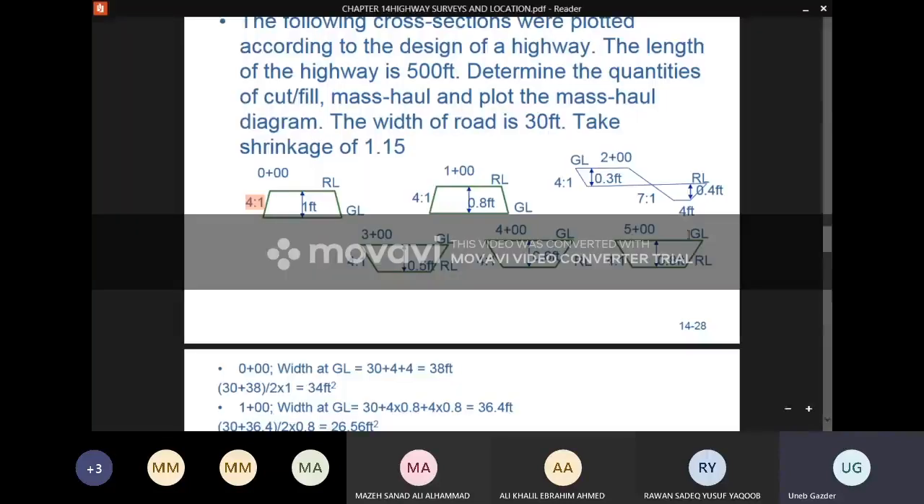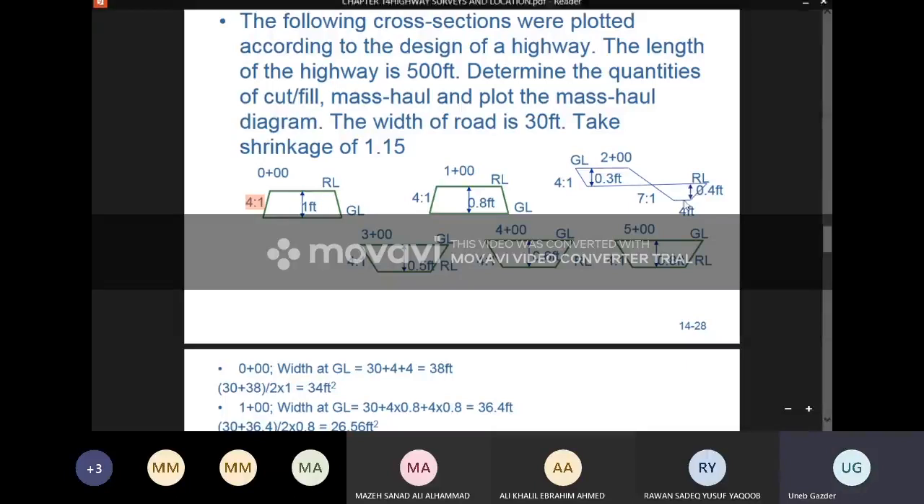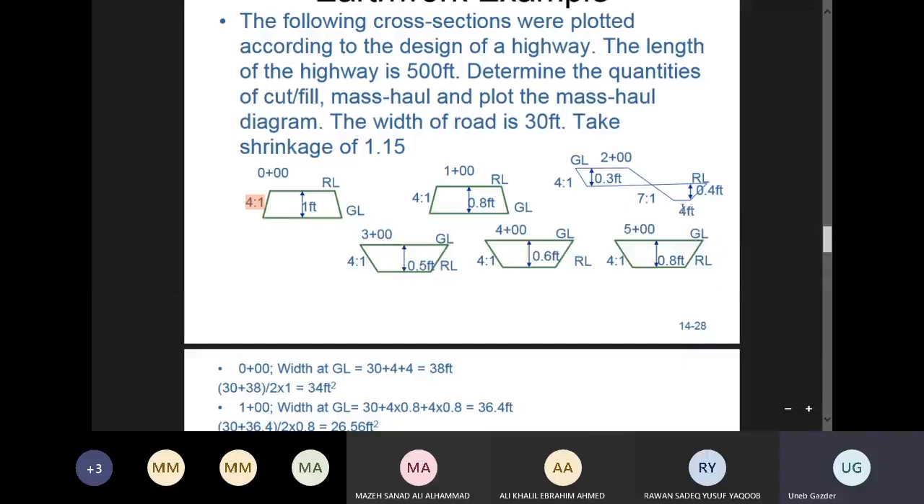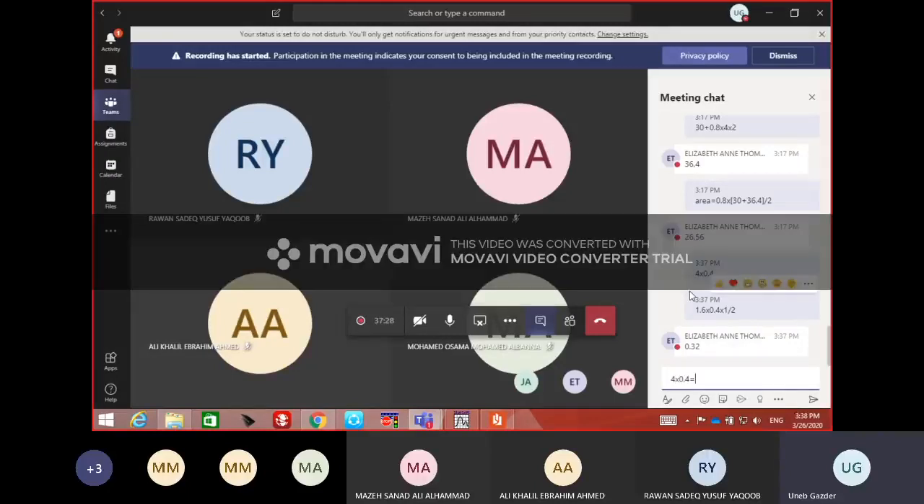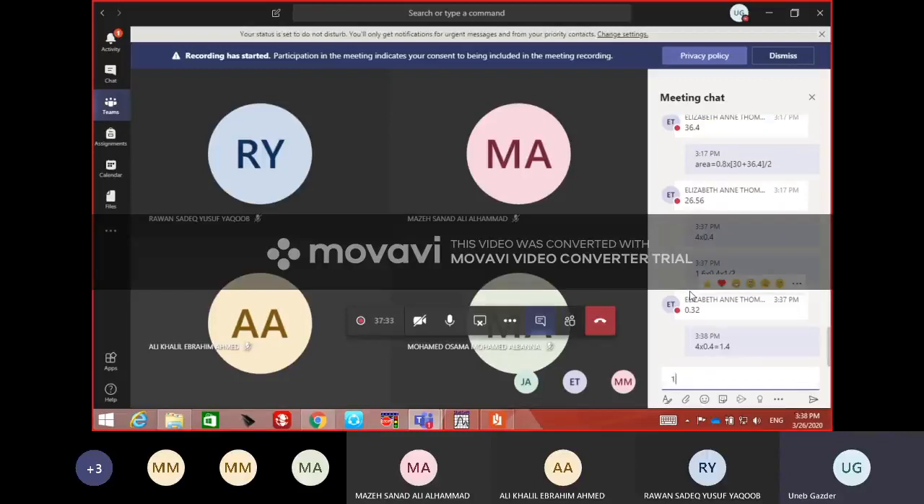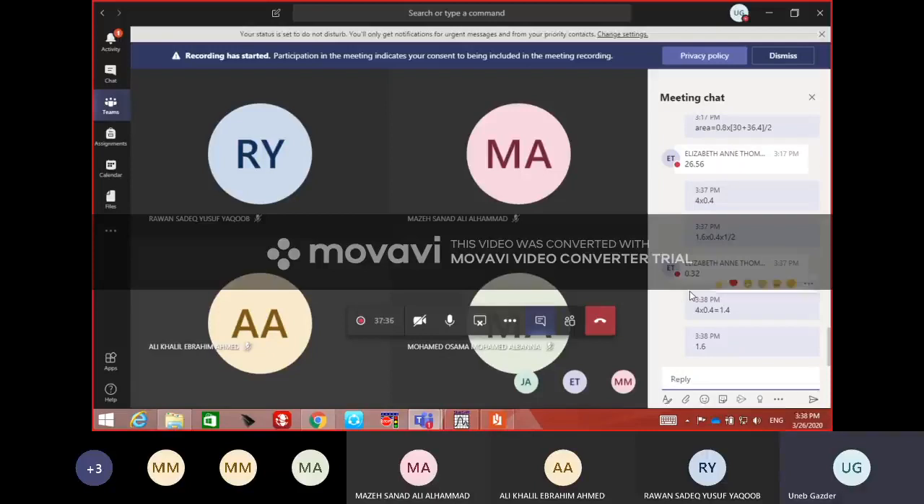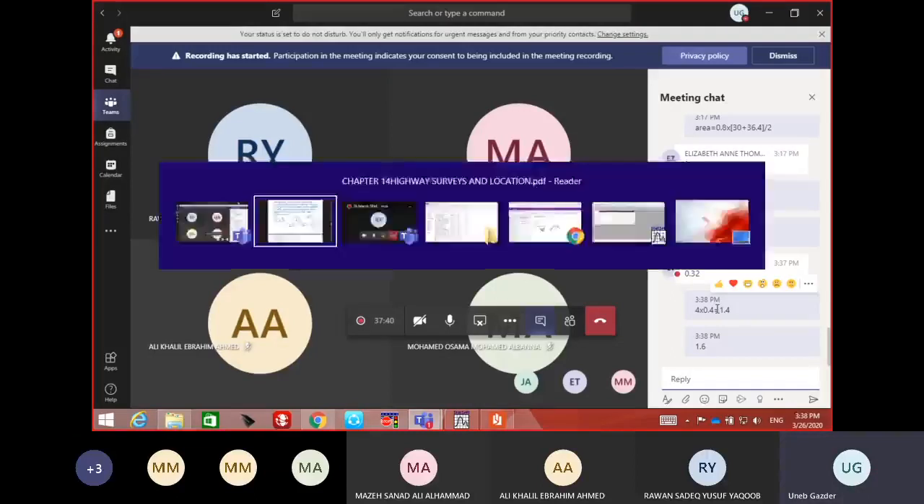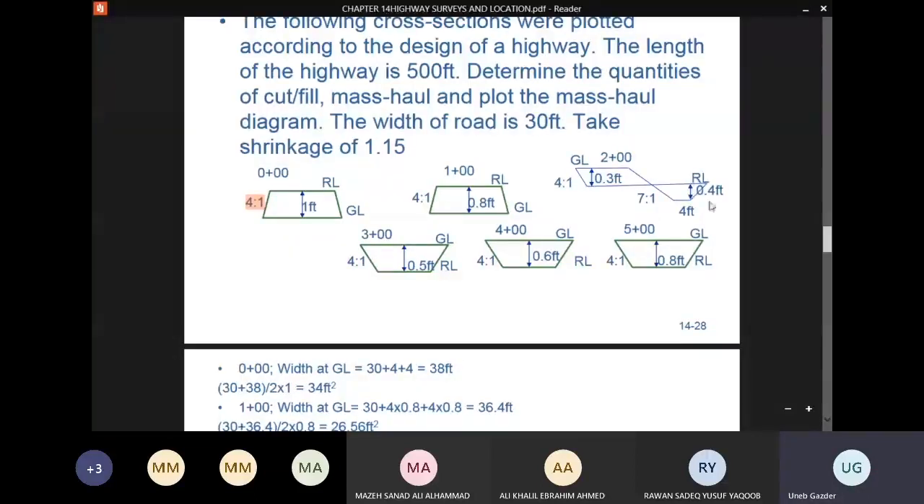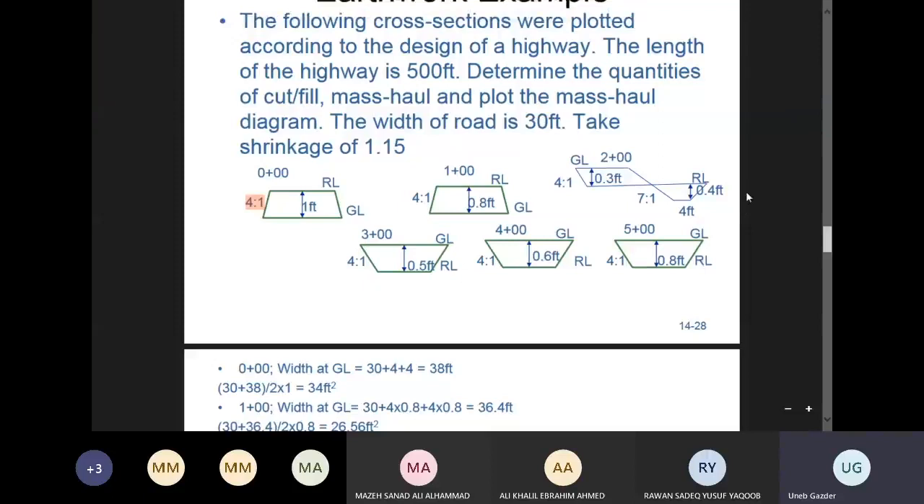Now you come here again. The next shape is a rectangle, right? This one is a rectangle. The base of this rectangle is 4 feet, and the height of this rectangle is 0.4 feet. So if you calculate the area of the rectangle, it will be 4 × 0.4, which will be 1.6. So the area of the rectangle will be 1.6. 4 is the distance, it's given, and the height is 0.4.